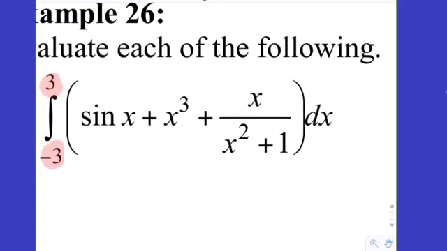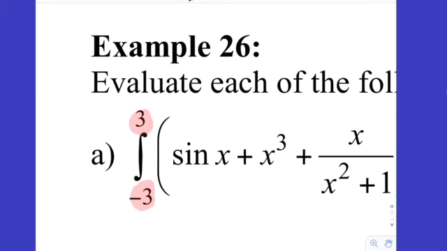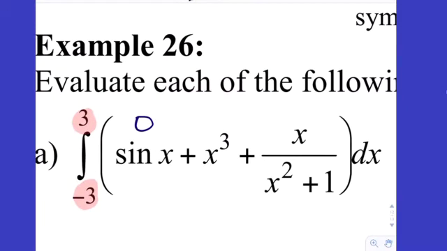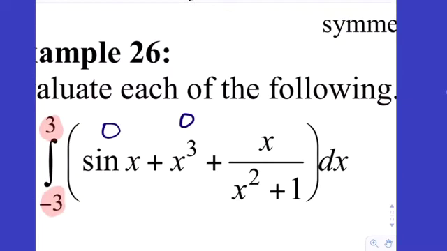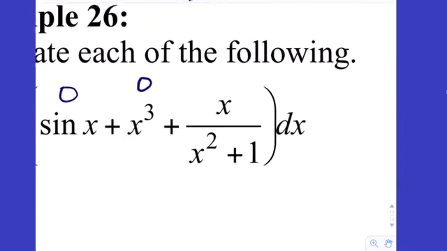Here's the cool part. If you have multiple terms, just check each term. Is it even or odd? If all the terms are even, the integrand is even. If all the terms are odd, the integrand is odd. If some are even and some are odd, then it's neither, and we'll talk about that. Okay, so sine of x, even, odd, or neither, the first term. Odd, origin symmetric. X cubed, even, odd, or neither. Odd, yeah, the third term, x over x squared plus 1.